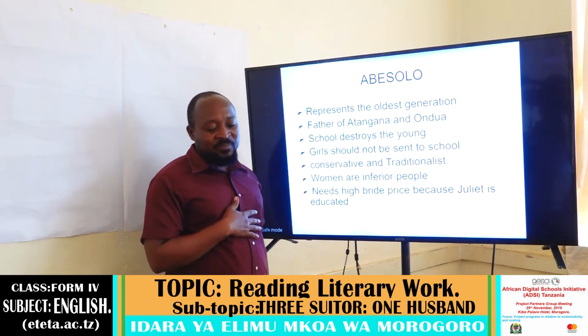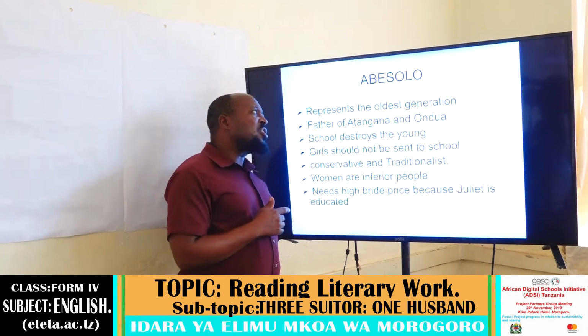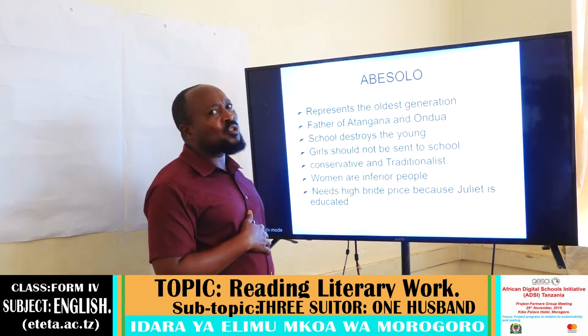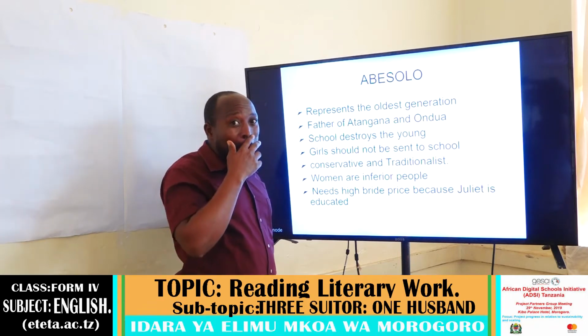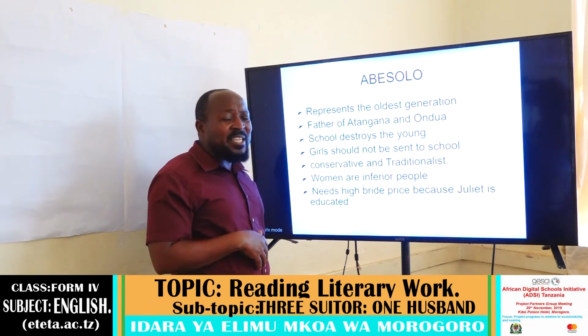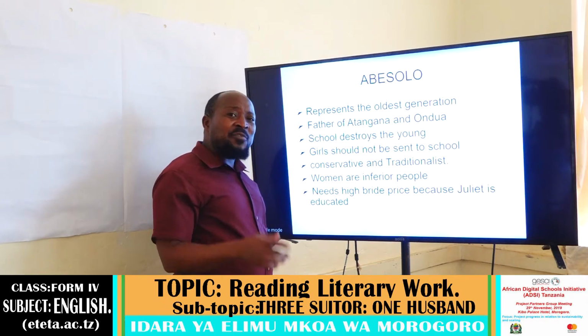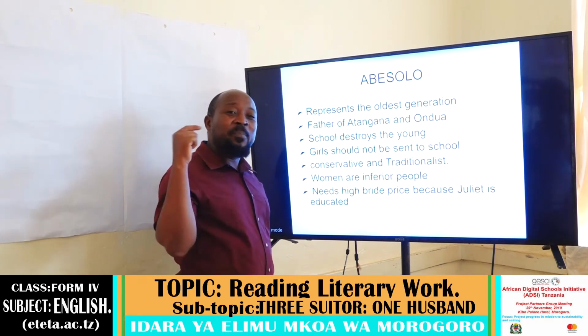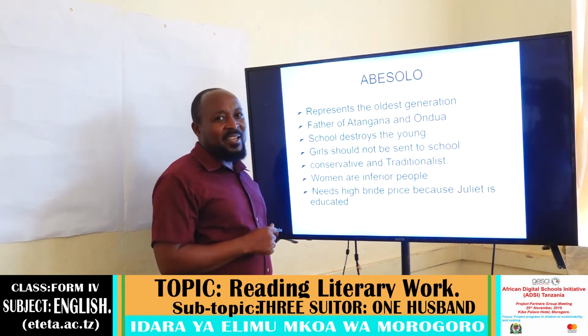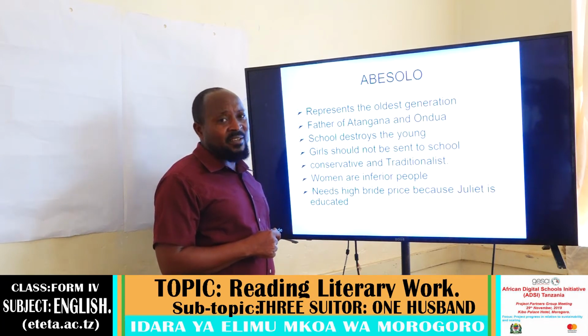That's what he believes. And because of that, he suggests that the girls should not be taken to school, because he believes when they go to school, their mind is destroyed. And of course, Juliet is the one who gives him that picture, because after coming back from school, she's not in support of the family ideas. She's against the tradition. According to Abesoro, she represents the protesters against the tradition.